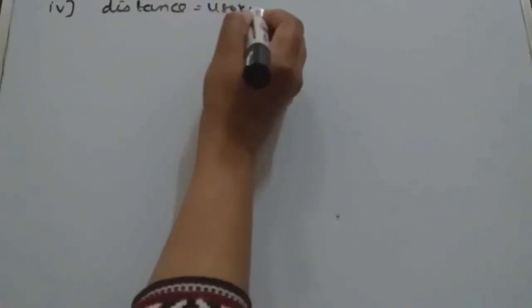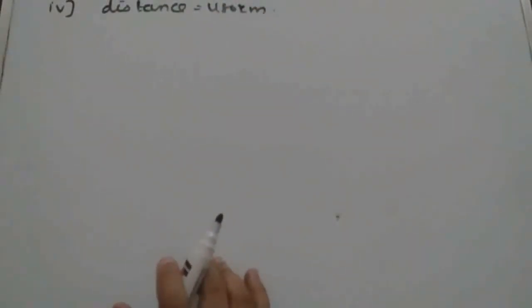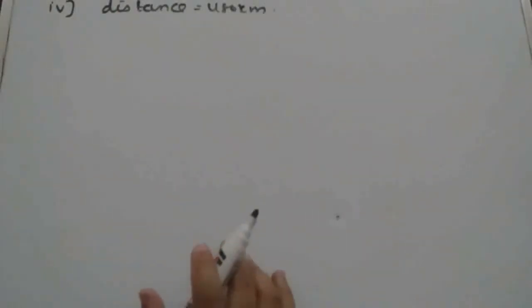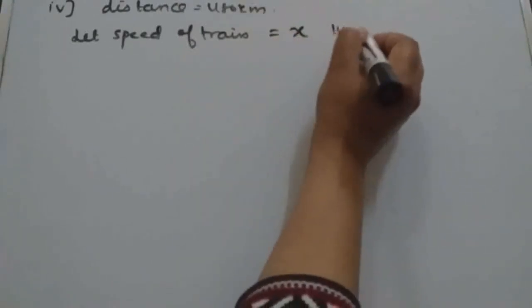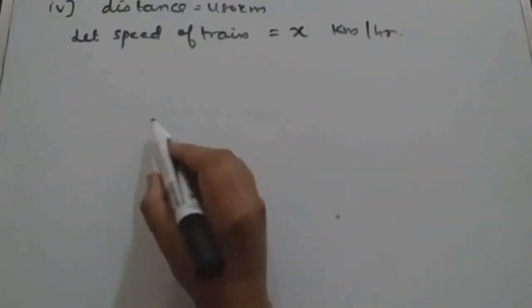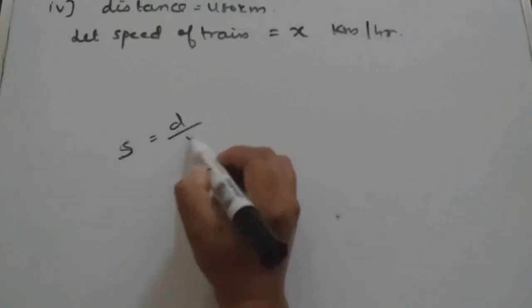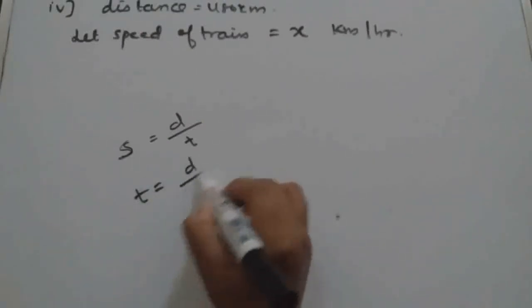In question number 4, a train travels a distance of 480 km. So the distance we can write as 480 km. Then if the speed had been 8 km per hour less, it would have taken 3 hours more to cover the same distance. So we need to find the speed of the train. Let the speed of the train be x kilometer per hour. Now we know the speed formula is distance by time, so the time formula will be distance by speed.